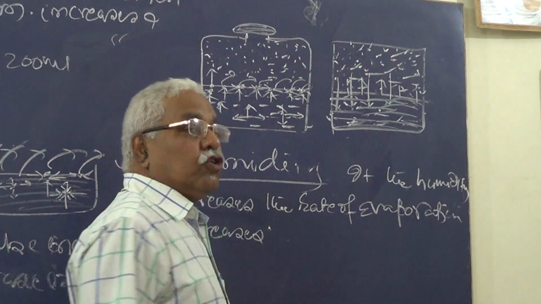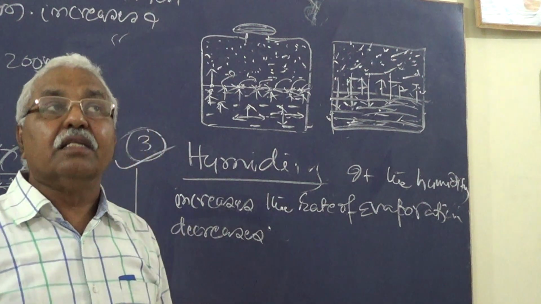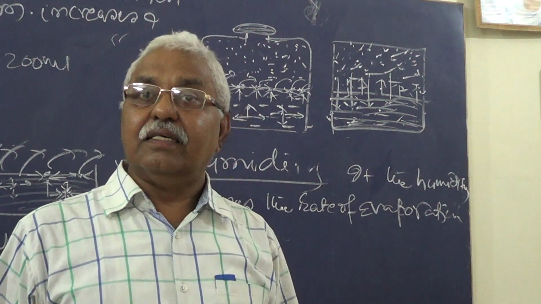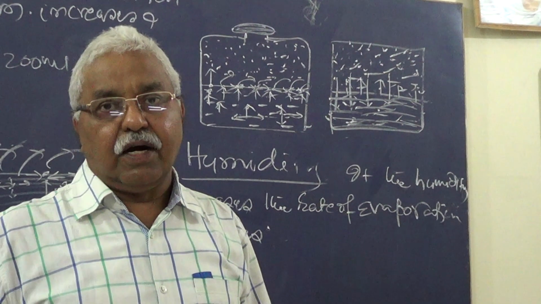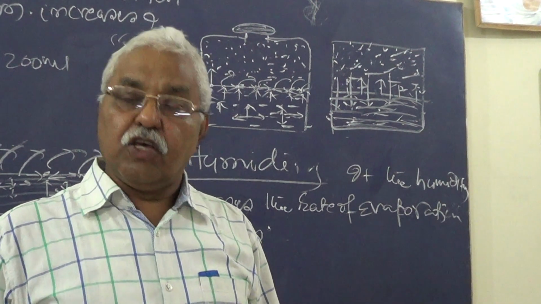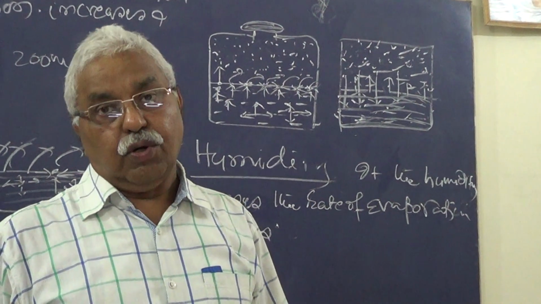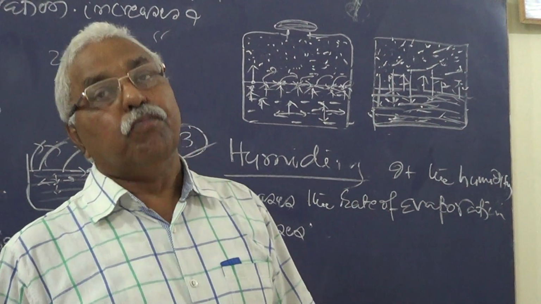So you can say that your clothes dry late in the rainy season as compared to the dry season, because in the dry season, the humidity in the atmosphere is less. So the rate of evaporation will be more.